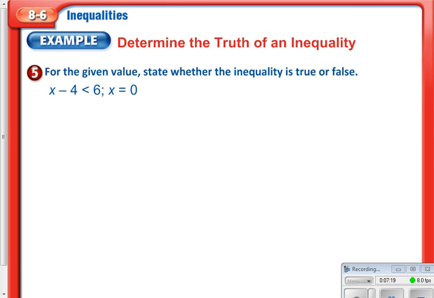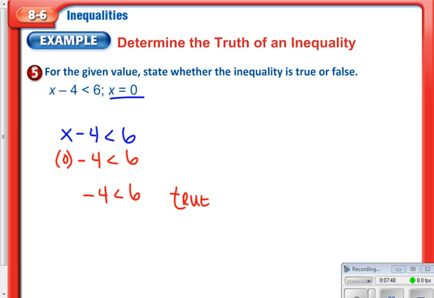Example 5, for the given value, state whether the inequality is true or false. Basically what you need to determine is, is it a true statement or a false statement? So you have x minus 4 is less than 6. It tells you that x equals 0. So you're going to substitute 0 in for x. So we have 0 minus 4 is less than 6. When you do your calculation here, 0 take away 4 is negative 4, is less than 6. This is a true statement.